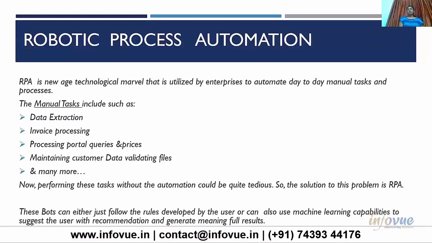Robotic process automation. RPA is a new age technological marvel that is utilized by enterprises to automate day-to-day manual tasks and processes. The manual tasks include data extraction, invoice processing, portal queries and prices, maintaining customer data, validating files, and many more. Now, performing these tasks without automation could be quite tedious. So, the solution to this problem is RPA. These bots can either just follow the rules developed by the user or can also use machine learning capabilities to suggest recommendations to the user and generate meaningful results.